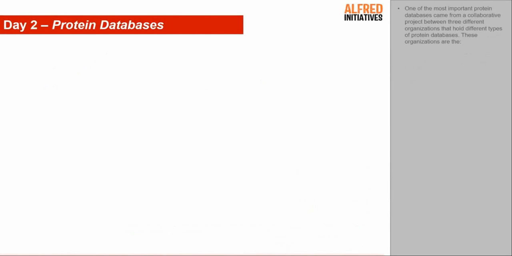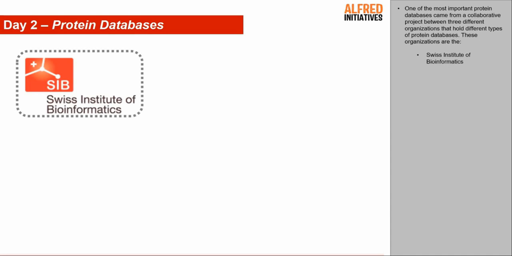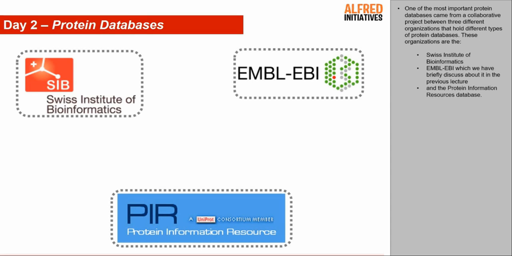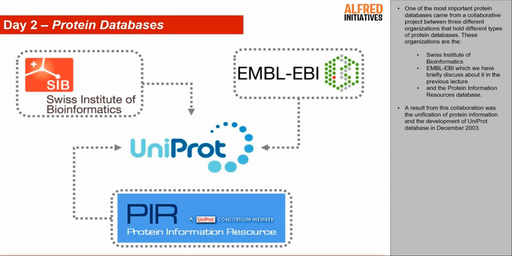Let's begin. One of the most important protein databases came from the collaborative project between three different organizations that hold different types of protein databases. These organizations are the Swiss Institute of Bioinformatics, the EMBL-EBI, which we have briefly discussed in the previous lecture, and the Protein Information Resource databases. The result from this collaboration was the unification of protein information and the development of the UniProt database in December 2003.